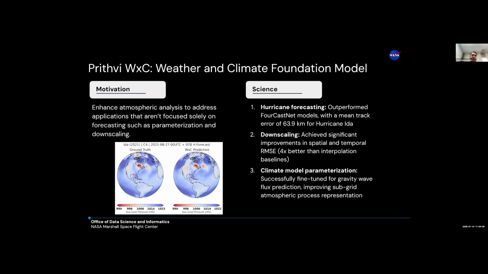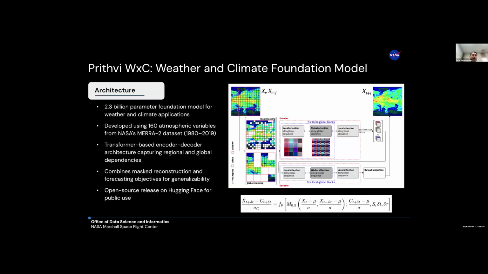We've also built a weather and climate foundation model. This is not meant to be a forecasting model. The idea here was we build a foundation model that can allow you to take atmospheric data and do analysis with it. But it was tested on 3 use cases. One was a rollout on hurricane forecasting. The other is downscaling. And the third one is doing climate model parameterizations using this model.